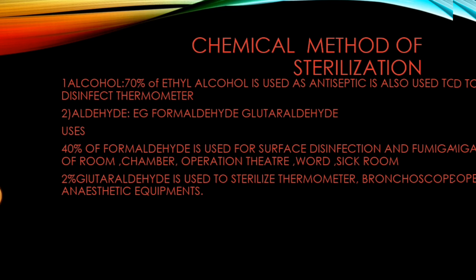Now let's see the chemical method of sterilization. We have different types of chemicals that can be used for sterilization, and they are either in the liquid form or in gaseous form. So let's see all the types of chemicals one by one.